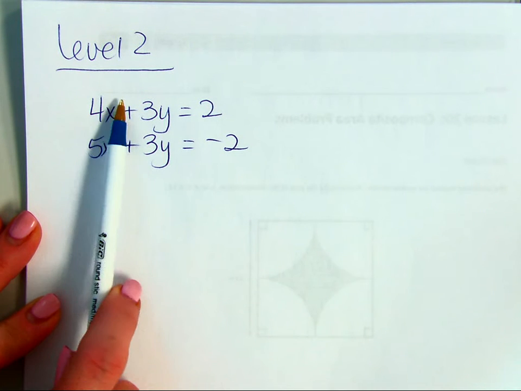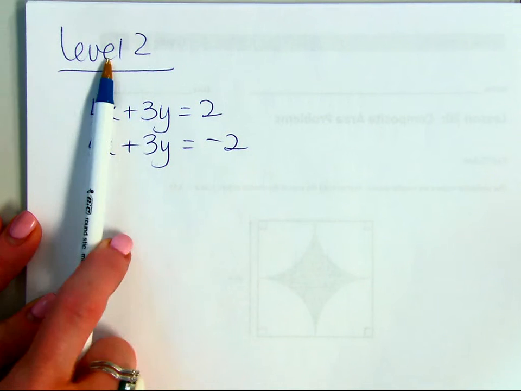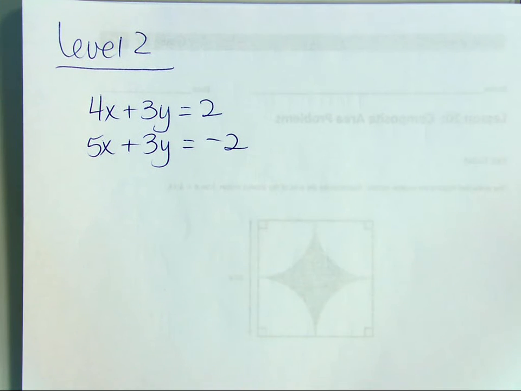So I want to cancel out either the x's or the y's. Which one looks really darn close to being ready to cancel? The x's or the y's? The y's, because they're both 3's. But a positive 3 doesn't cancel a positive 3. A negative 3 cancels a positive 3. So here's where it becomes a level 2. What could I do, do you think?